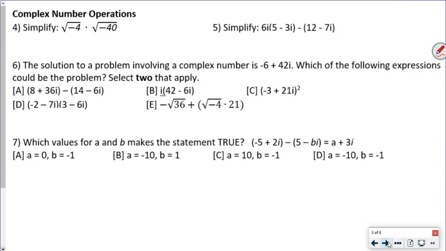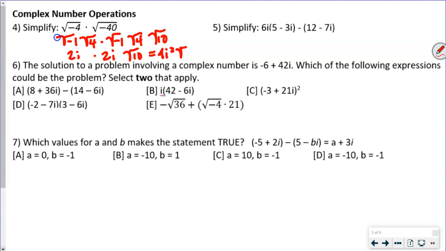All right, so the next set here talks about complex number operations. So hopefully you know that this is the square root of -1 times the square root of 4, which is what? 2i, right? Then this is times the square root of -1 times the square root of 4 times the square root of 10. So this is also 2i square root of 10, right? So now when we multiply 2i times 2i, that's 4i squared square root of 10. And what do we change the i squared to, y'all? Yes, a -1, right? So this is going to be -4 square root of 10.